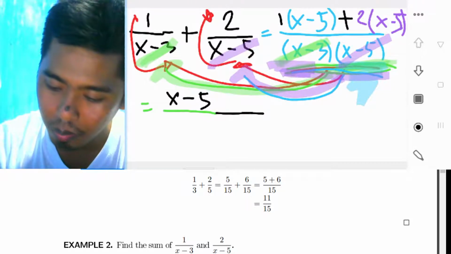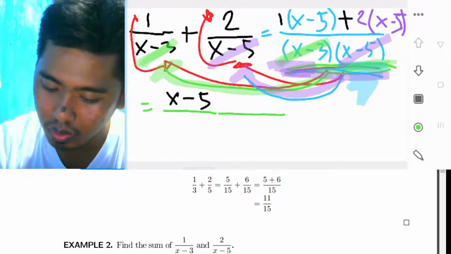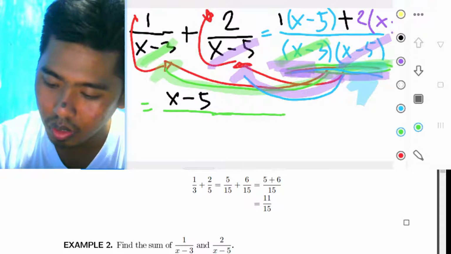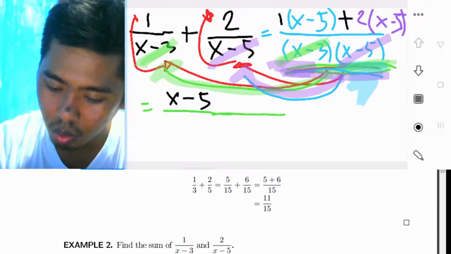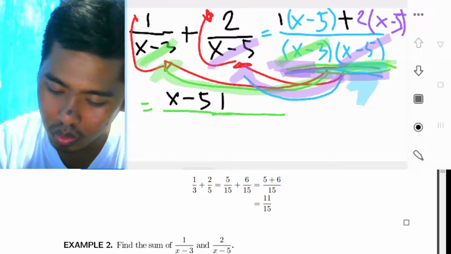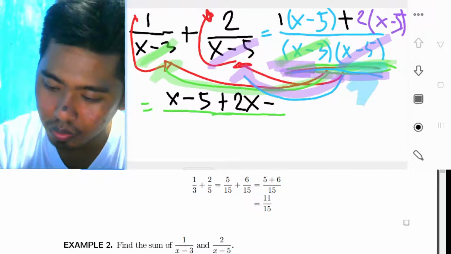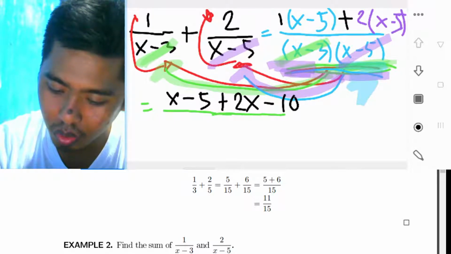Now, plus itong ta. So positive 2 times x, that would be positive 2x. Positive 2 times negative 5, that's negative 10. Okay?